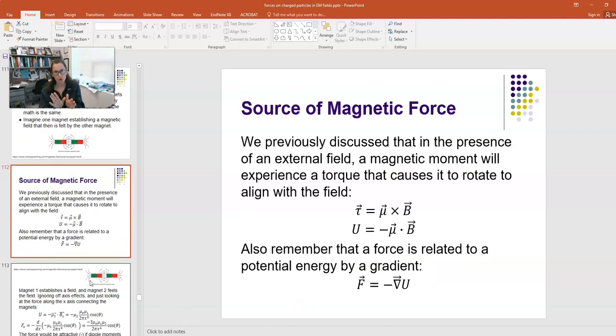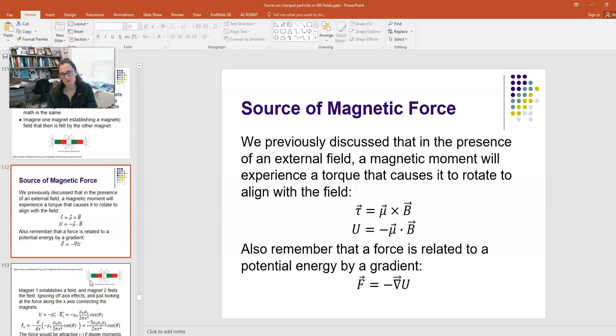So we have these equations to help us describe how magnetic dipole moments behave in fields, right? We previously discussed that there's torque: torque is equal to μ cross B. And we also previously discussed that there's a potential energy associated with a magnetic dipole moment being in a magnetic field: U is equal to minus μ dot B. We used this previously to explain that the potential energy of a magnetic dipole moment in a field will be minimized when the dipole moment is rotated to align with the field, and it's highest when it's anti-parallel to the field, or 180 degrees. That's how we previously used it. That's not how we're going to use it today.